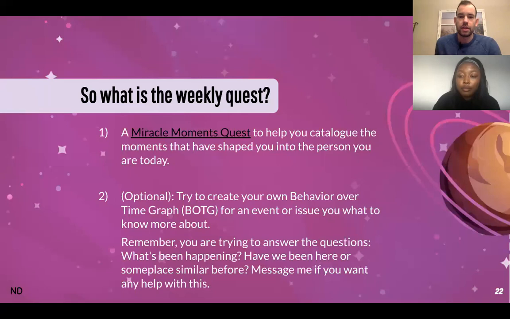The quest this week is a Miracle Moments quest to help you catalog the moments that have shaped you into the person you are today. As an optional exercise, there's no formal quest for this, but if anyone's interested, you can try to create your own behavior over time graph for an event or issue that you want to know more about, especially one that you mentioned tonight. As you're doing that, remember you're trying to answer the following questions: What's been happening? Have we been somewhere similar before? If you want any help on that, or are percolating any ideas, just message me and I can help out.